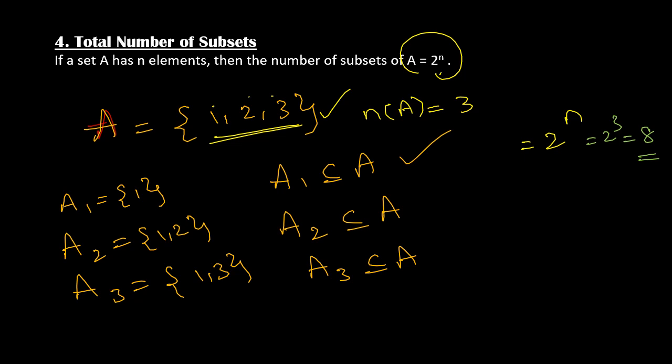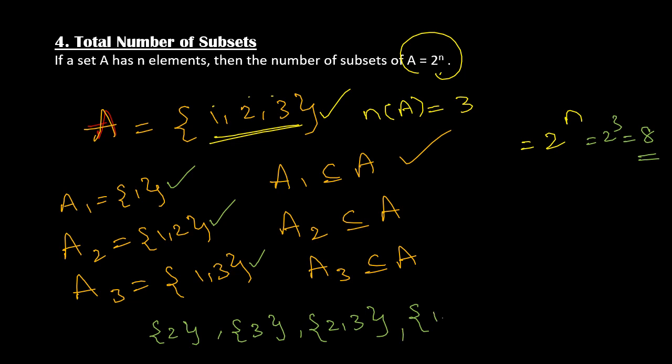Don't worry. If you want, I can tell you what the subsets are. {1} is a subset, {1, 2} is a subset, {1, 3} is also a subset. Also, {2} is a subset, and {3} is a subset. I have taken {1, 2} and {1, 3}, so {2, 3} is missing. Let us take {2, 3}. Also, I already said every set is a subset of itself, so I can take {1, 2, 3} also, right?